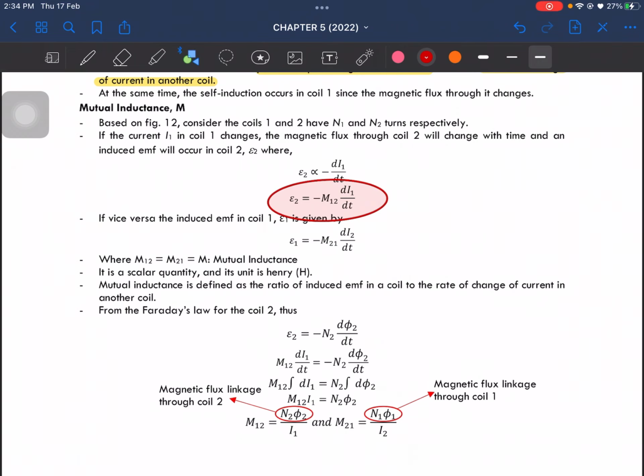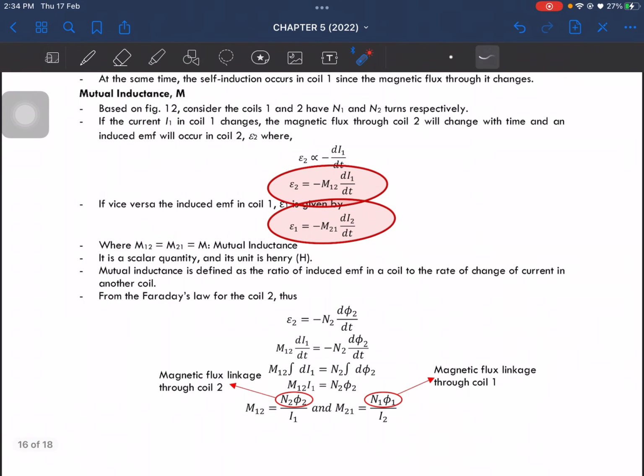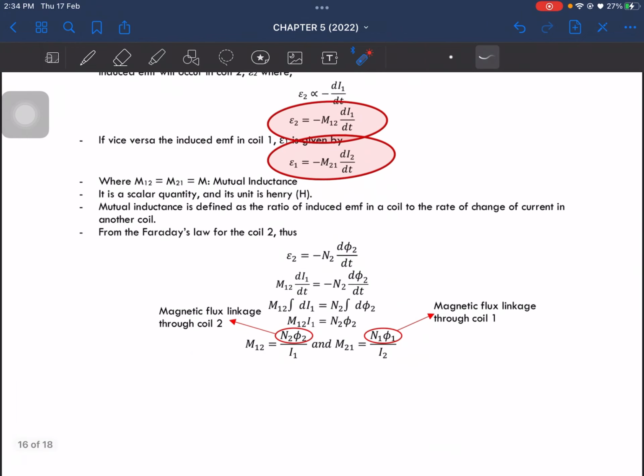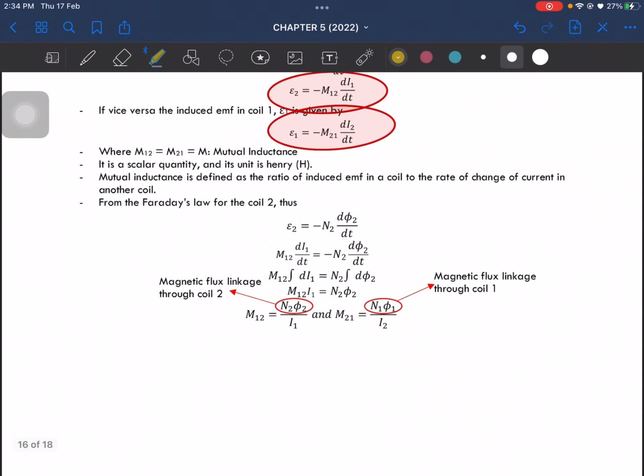Vice versa, the induced EMF in coil 1 is given by this equation. The mutual inductance for coil 1 and coil 2 is actually the same, so we can just label them as M. It is a scalar quantity and its unit is Henry. So the definition of mutual inductance is the ratio of the induced EMF in a coil to the rate of change of current in another coil.